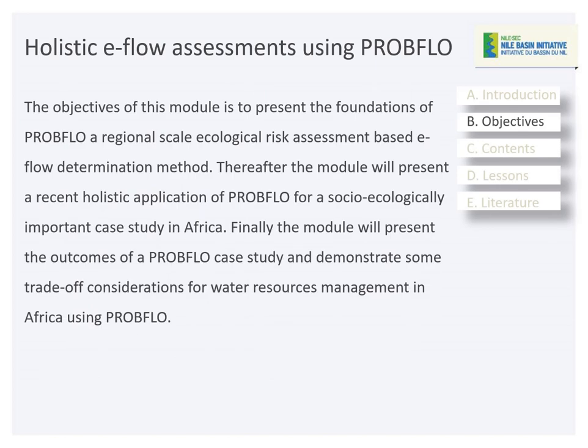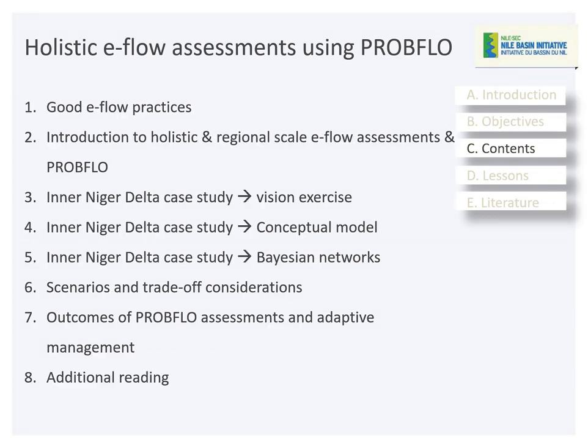So the objective of this module is to present the foundations of PROBFLO as a regional scale ecological risk assessment based environmental flow determination method. Thereafter, the module will present a recent holistic application of PROBFLO for the socio-ecologically important case study in Africa, that is the Inner Niger Delta in West Africa. Finally, the module will present the outcomes of a PROBFLO case study and demonstrate some trade-off considerations for water resource management in Africa using PROBFLO.